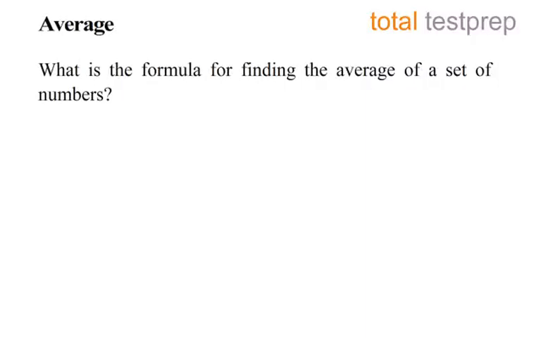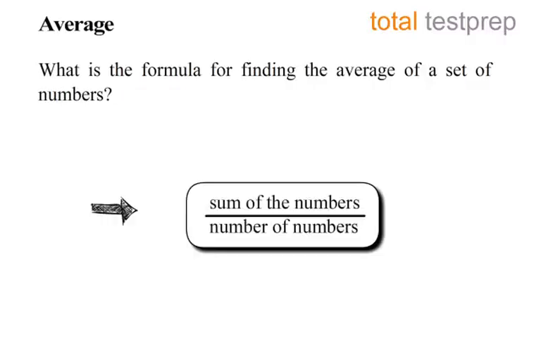In this section, we'll be dealing with the concept of average. What is the formula for finding the average of a set of numbers? The formula is the sum of the numbers divided by the number of numbers. In other words, if you have a set of numbers, you have to add them up and divide by how many numbers there are to find the average of that set of numbers.